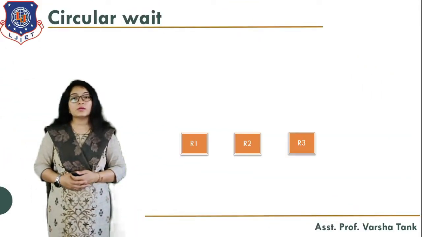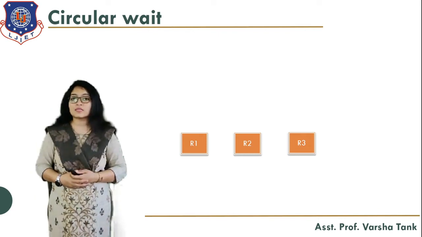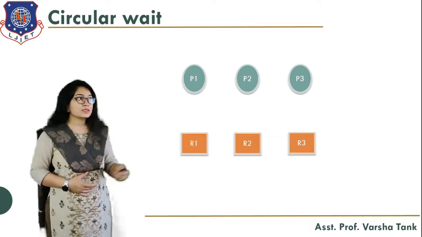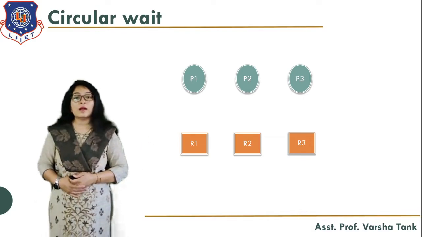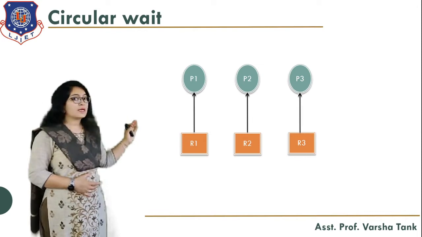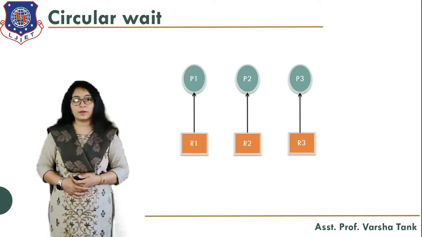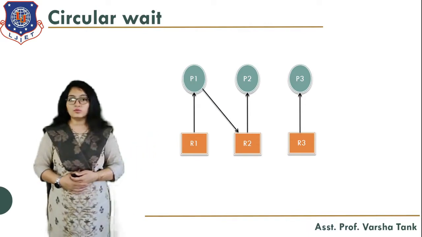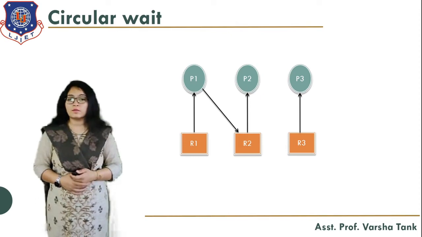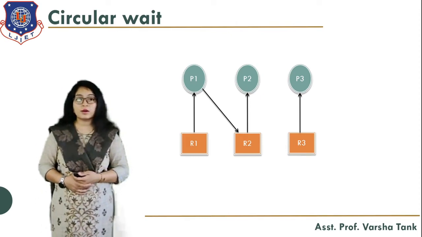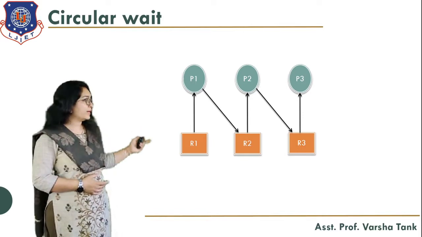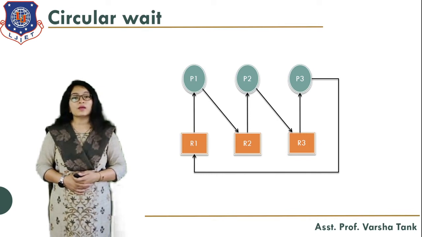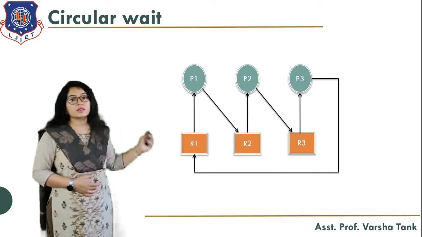Let's see. Here you can see these three resources, R1, R2 and R3, as we have discussed. Then three processes are there, P1, P2 and P3. Now these resources are assigned to these particular processes. Now P1 wants the resource R2, so P1 suspends its execution. P1 can't make progress further. Now again P2 requires the resource R3, which is held by process P3. And here again P3 wants the resource R1.